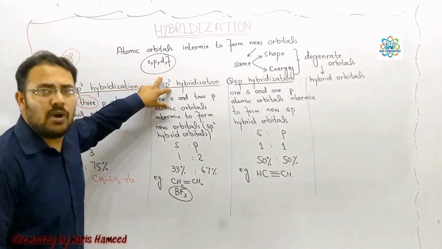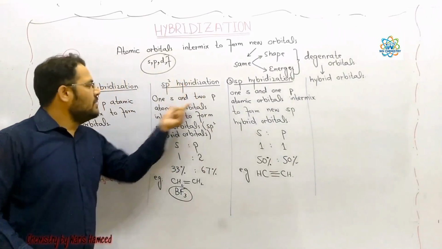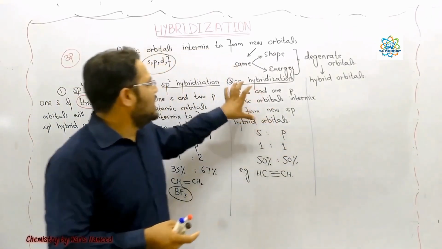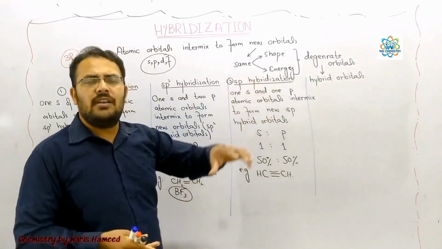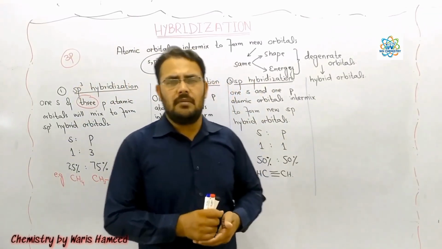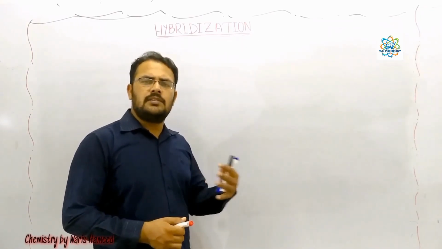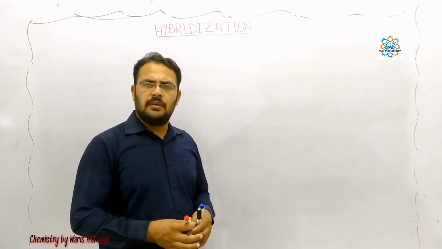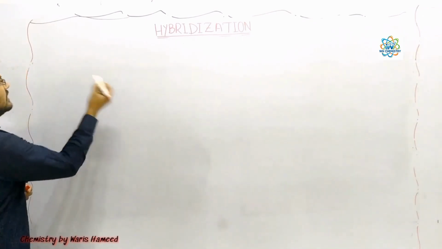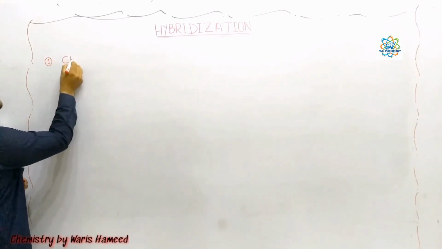In sp2 hybridization, 1s and 2p atomic orbitals will intermix to form sp2 hybrid orbitals, and in sp hybridization, 1s and 1p will intermix to form new hybrid orbitals. Students, now moving towards some examples of hybridization. The first example is methane, CH4.